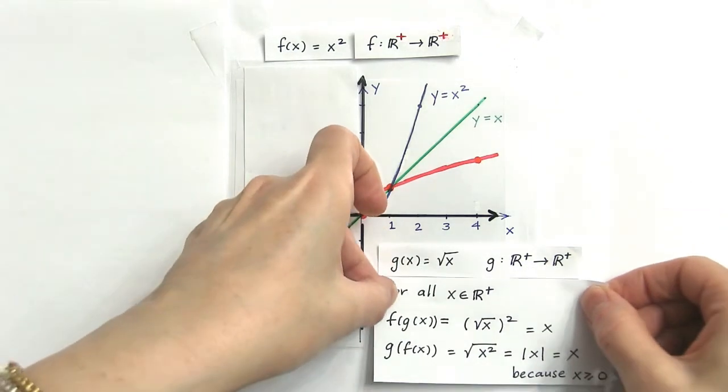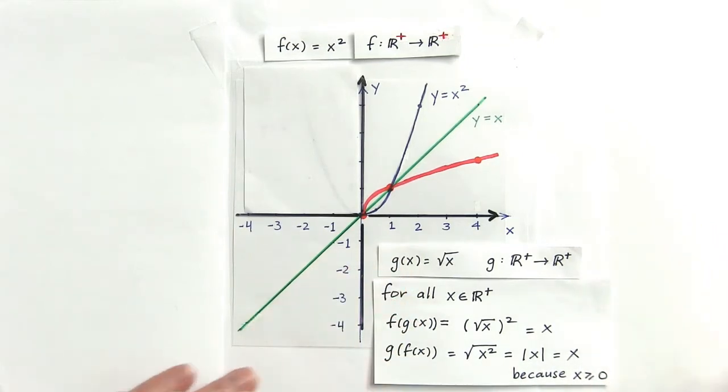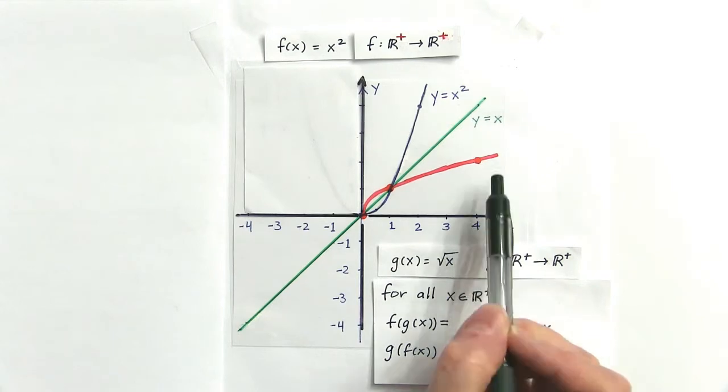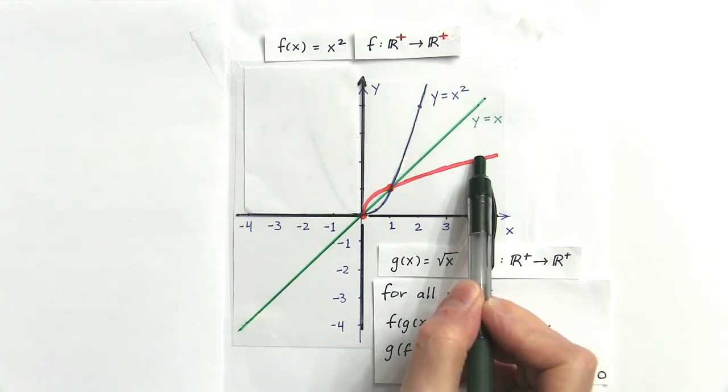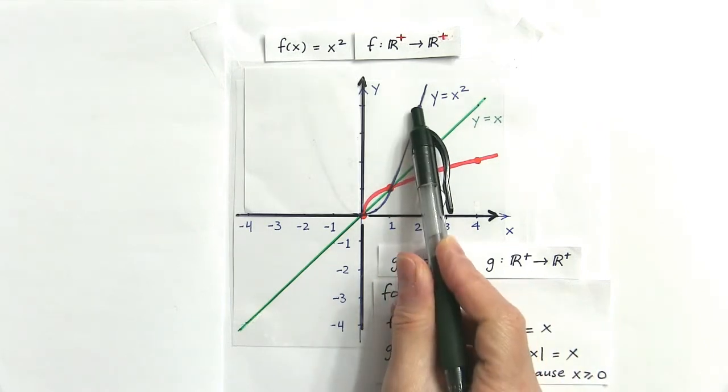And we can see by the definition that f and g are inverse functions because for every non-negative real number x, f evaluated at g of x is x, and g evaluated at f of x is also x. For example, when I plug 4 into g, I get 2, and then when I plug 2 into f, I get 4 back.